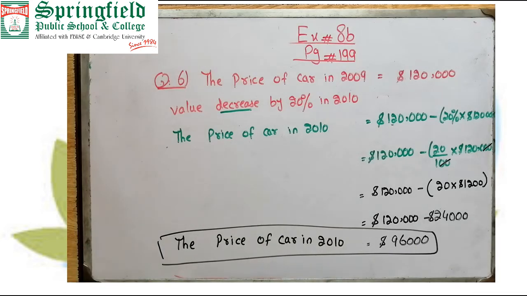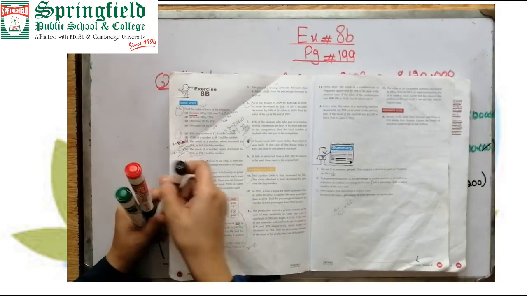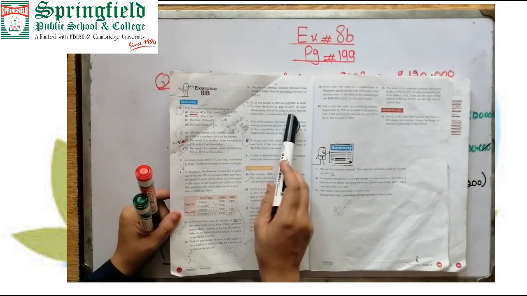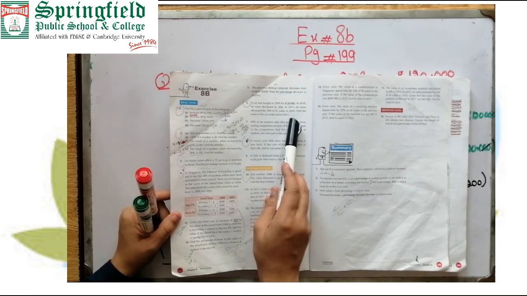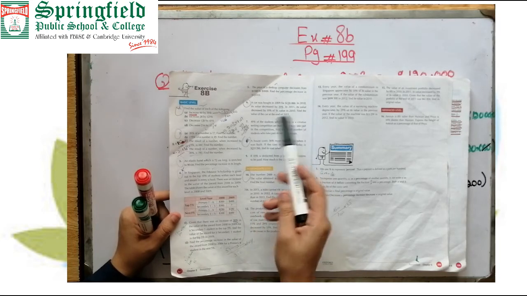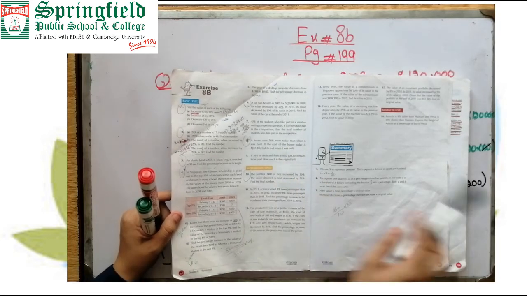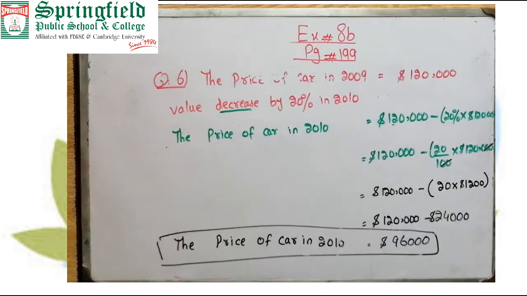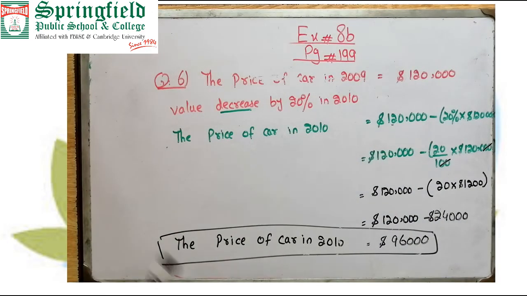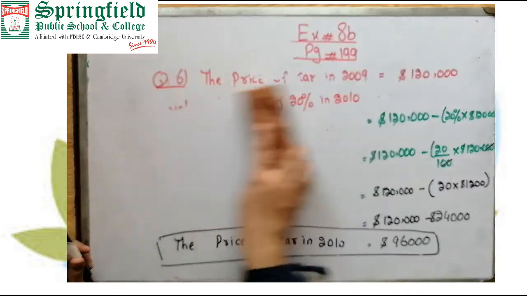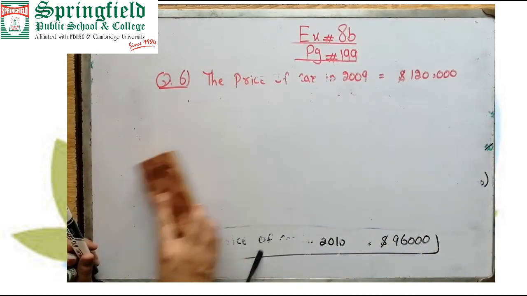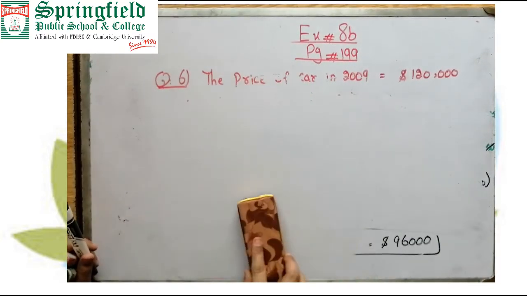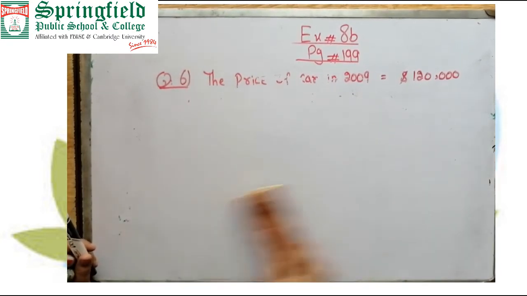And now, again they are saying, look at the question: its value decreased by 10% of its value in 2010. So again a 10% decrease of this value. So what will be the price of the car in 2011 now? Find out the price of the car in 2011. As we know, the price of the car in 2010 is $96,000.